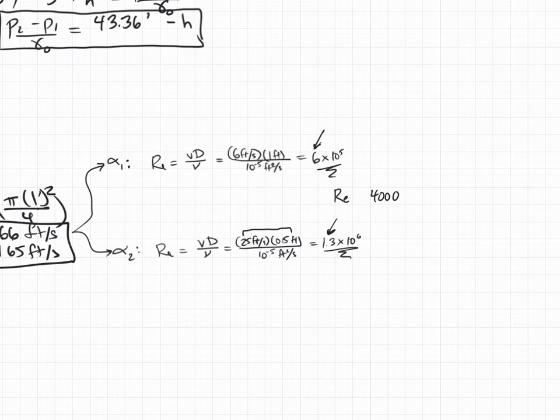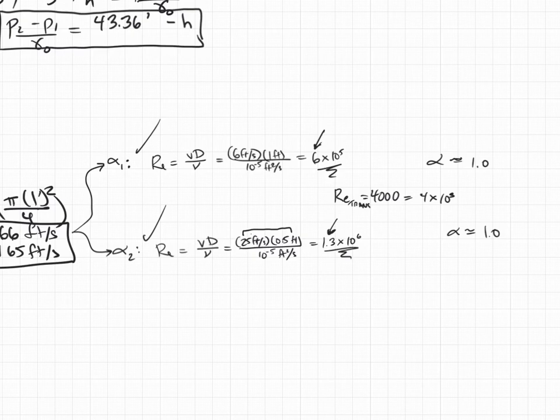The Reynolds number for the transition in a pipe is about 4,000. We're way above that. This is 4 times 10 to the 3rd, right? We're at 10 to the 5th, 10 to the 6th. We're golden, right? So this is turbulent. This one's turbulent, this one's turbulent. So alpha approximately equals 1.0. So that's what we're going to use.